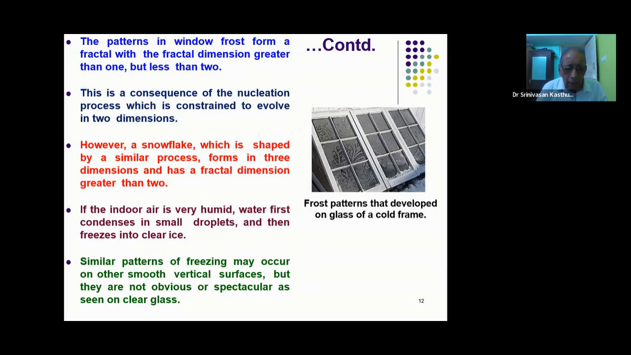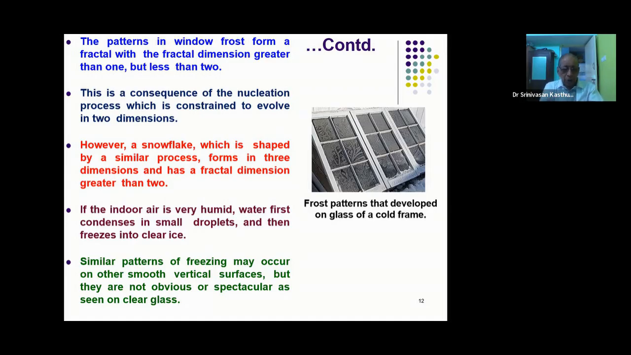If the indoor air is very humid, water first condenses as small droplets and then freezes into ice. So you can see the patterns. Similar patterns of freezing may occur on any smooth vertical surfaces, but they are not as obvious or spectacular as seen on clear glass. So even on vertical smooth surfaces you may have this type of frost formation, but on glass it is very clearly seen.